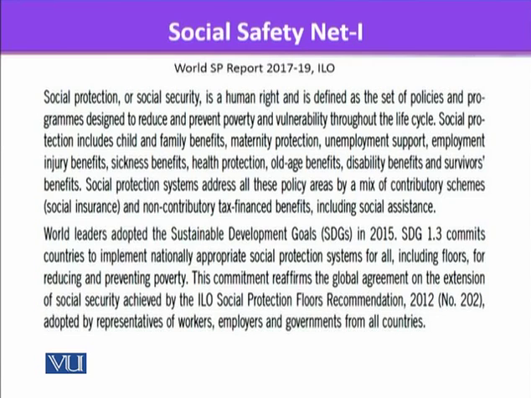So all these areas come under the Sustainable Development Goals that were passed or approved by the world leaders in 2015. The SDG 1.3 commits countries to implement nationally appropriate social protection systems for all. So these are the things which the world leaders, the countries, the governments should work on.